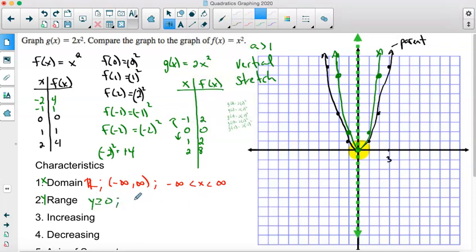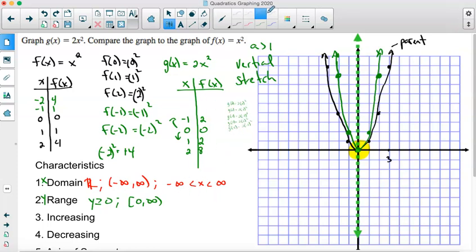That's one notation. You can use another notation, a bracket 0, which means you're allowed to equal 0, all the way to infinity with a parenthesis. Those are two different types of notation you could use here. So y is greater than or equal to 0, or from 0 to infinity, is your range.